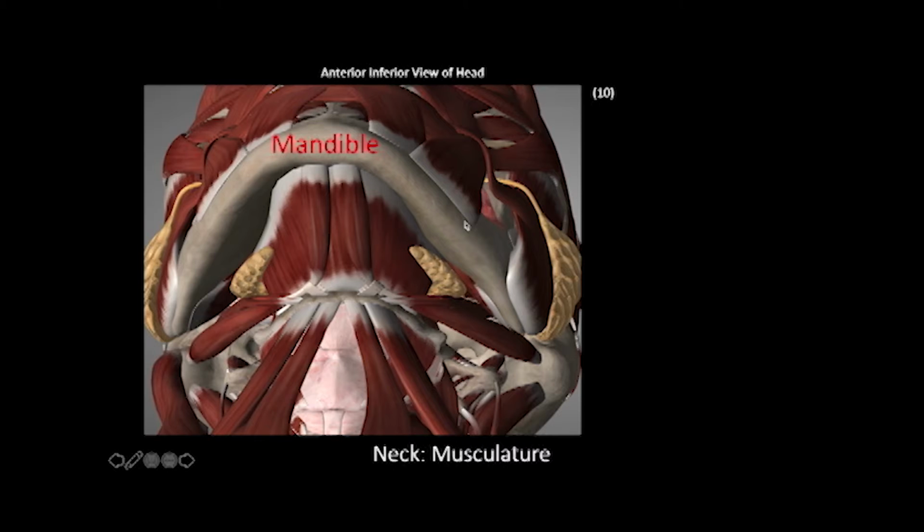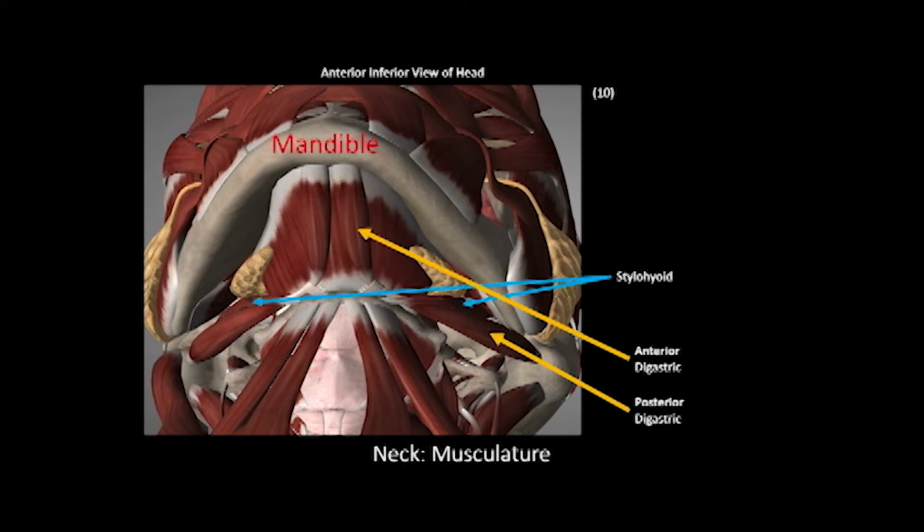Here we're looking at an anterior inferior view of the head, so as if you're looking up at the chin. Here's the mandible for reference. And for our first muscles, we will see the posterior digastric again, as it attaches to the anterior digastric. The anterior digastric attaches to the mandible and the hyoid bone. It is innervated by the mandibular branch of the trigeminal nerve, and it elevates the hyoid and depresses the mandible.